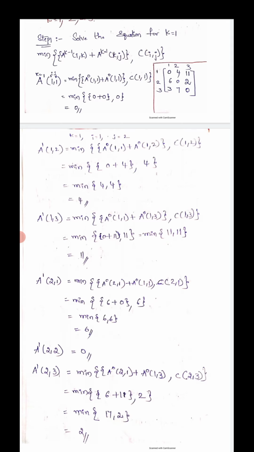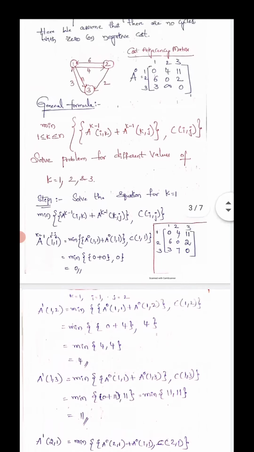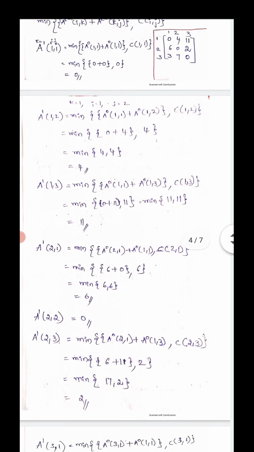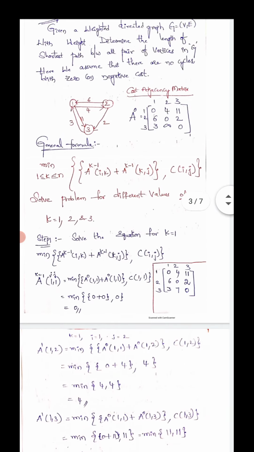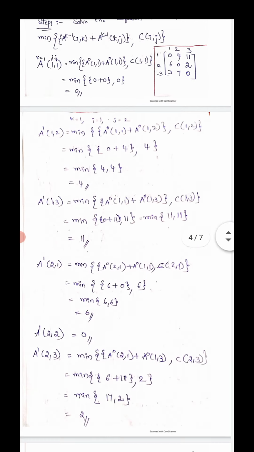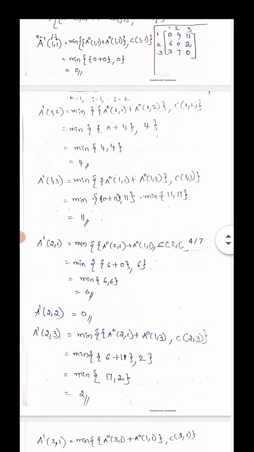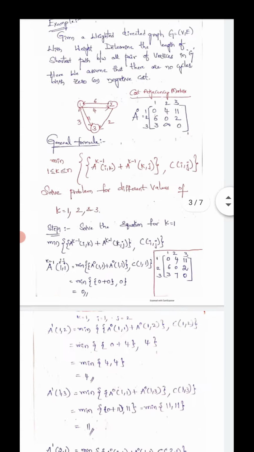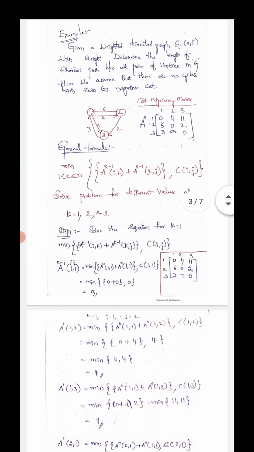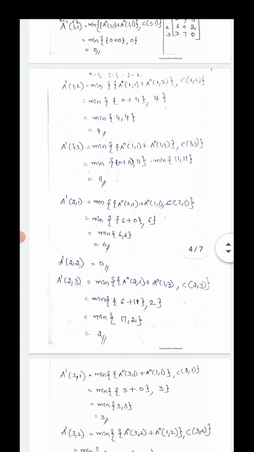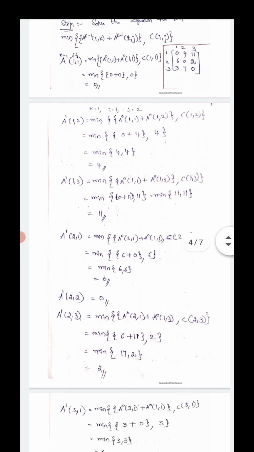Likewise we calculate A0 of 2,1, which is 6, plus A0 of 1,3, first row third column, 11, comma c of 2,3, in the sense the direction from 2 to 3, will be 2. Next, we take the minimum of 6 plus 11, which is 17, comma 2. The minimum value is 2. Now we write it in the matrix: 2 to 1 is 6, 2 to 2 is 0, 2 to 3 is 2.